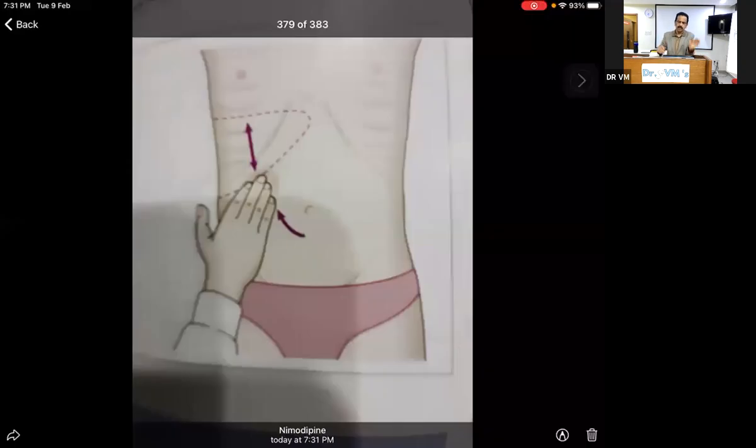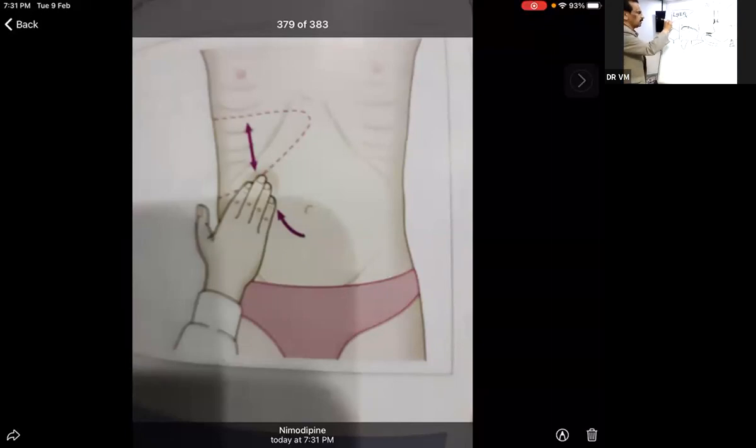Yeah. You can see here palpation of liver. The triangular shape of dotted lines are liver borders. The upper border of liver is in the right fifth intercostal space. Here you can show this, please.